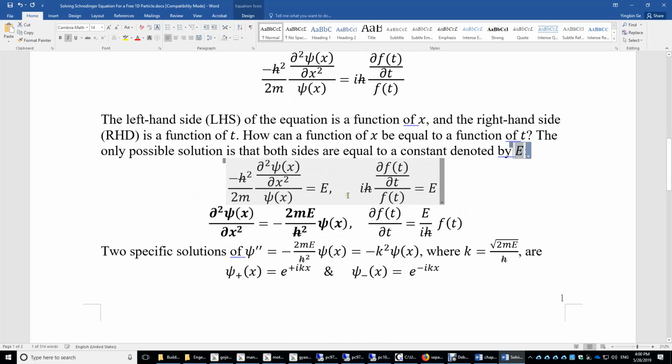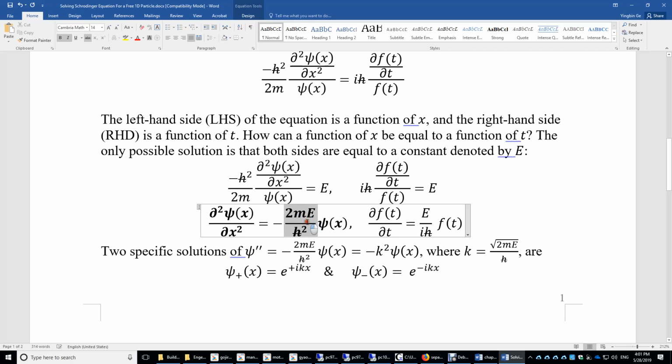So now we have two equations. We have this side, the second derivative of psi, divided by psi times negative h bar squared over 2m equals E. And also we have this expression is equal to E. And we'll look at this time-independent function of the lowercase psi of x first. So how do we solve this? There are two specific solutions to this differential equation.